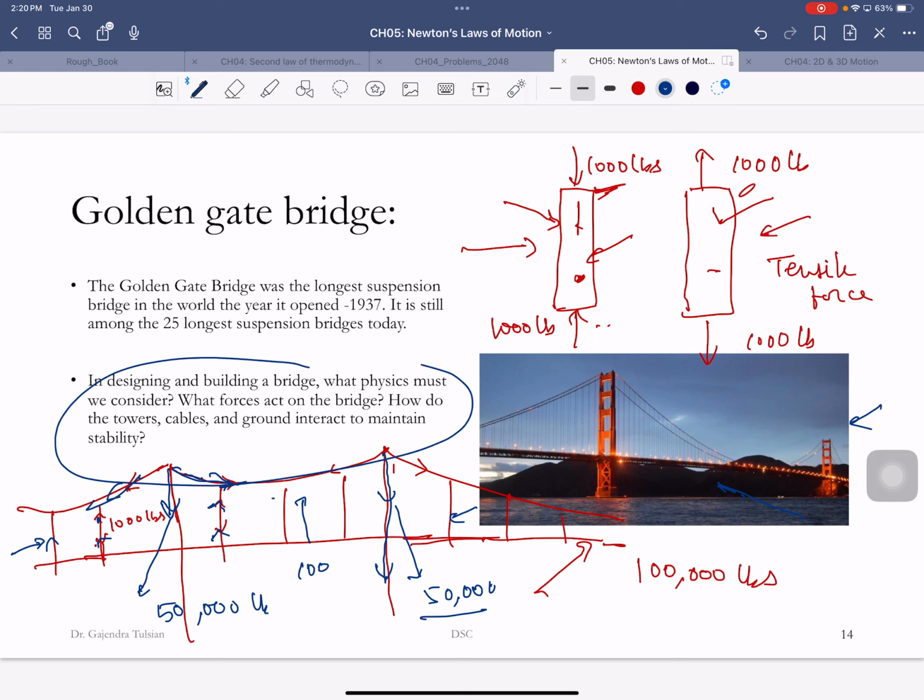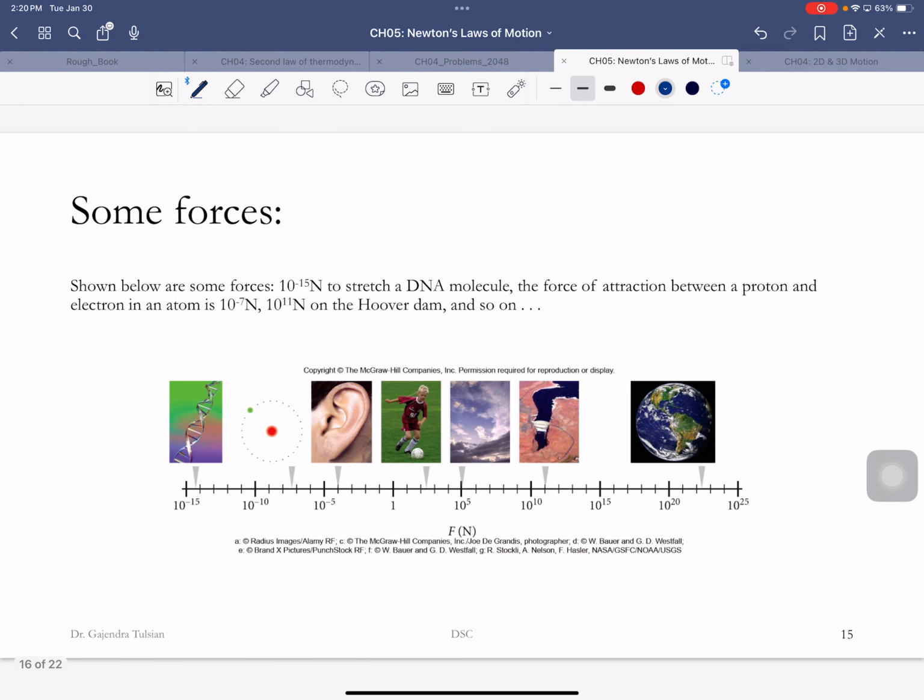All right, so that's why you do physics classes, to learn how to save money.